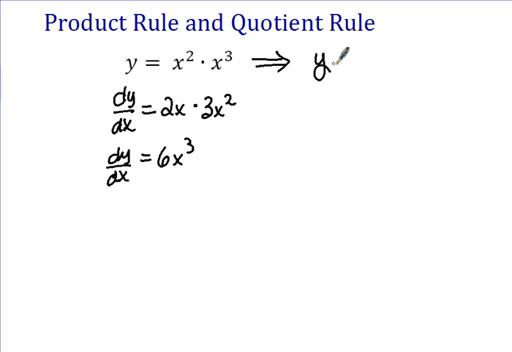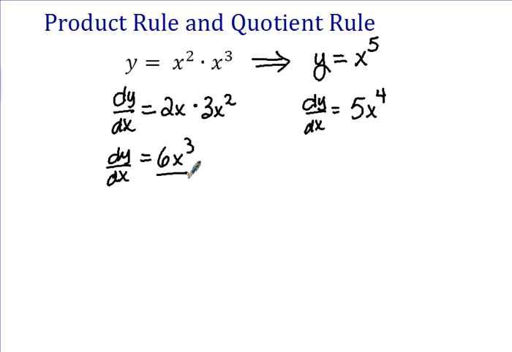What if I rewrite this? Instead of writing it as x squared times x cubed, let's go ahead and multiply those together and rewrite it as x to the fifth. Well, in that form, if I take the derivative, we know that derivative is 5x to the fourth, which is not 6x cubed.